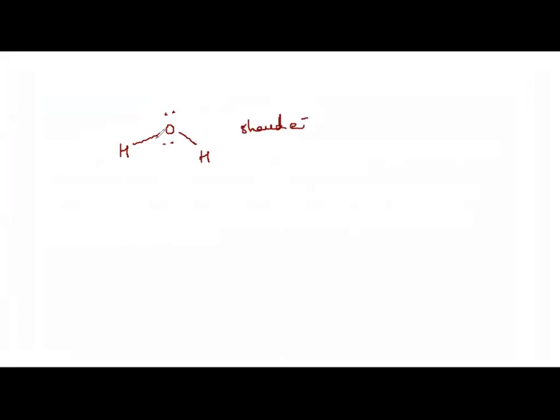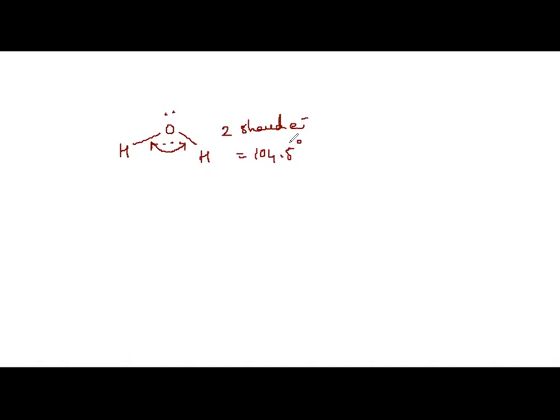So how do we define bond angle? Bond angle is defined as the angle between two covalent bonds, or the angle between two covalently shared electron pairs. The bond angle in a water molecule is 104.5 degrees. This is the bond angle between the two covalent bonds. So the geometric angle between any two adjacent covalent bonds is called bond angle.